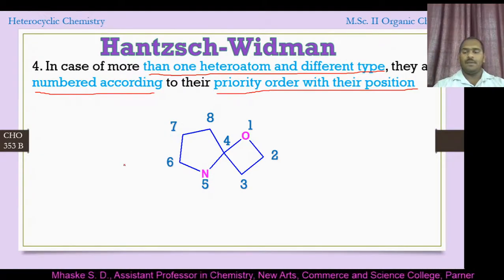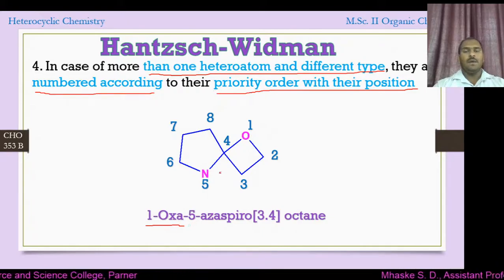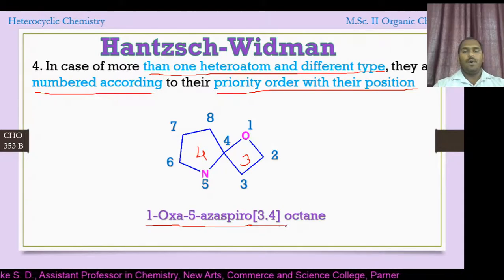In this manner numbering is going to be given. So let's take the name of this compound: 1-oxa, because at first position there is oxygen, having higher preference than the nitrogen. At fifth position there is a nitrogen, so 5-aza spiro [3.4], 3 from this side and 4 from this side, so octane is the parent. That will be the name: 1-oxa-5-azaspiro[3.4]octane.